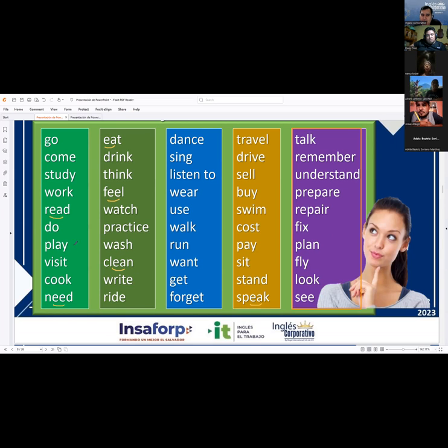But we have need, feel, right? Same E sound. And then this one is wear. Where? I wear jeans. I wear boots.